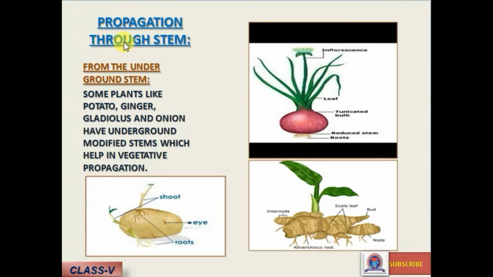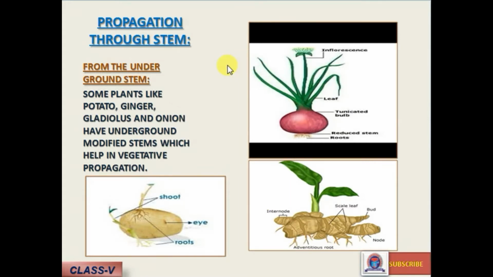From the underground stem, some plants like potato, ginger, gladiolus and onion have underground modified stems which help in vegetative propagation. Here such pictures are given. You can easily understand how plants propagate through stem.